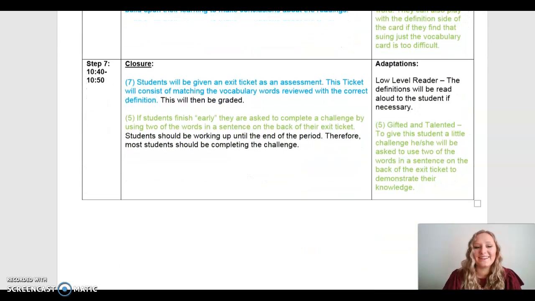I have lots of green. Number 7, assessment. Again, students will be given an exit ticket as an assessment. The exit ticket consists of matching the vocabulary words reviewed with the correct definition.